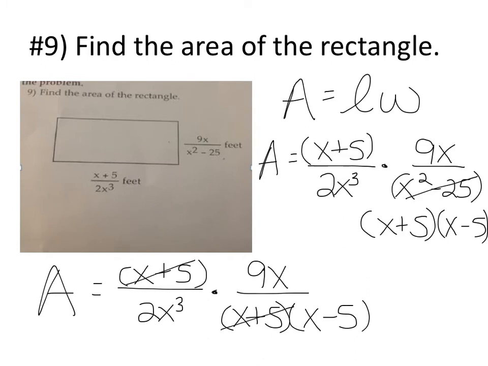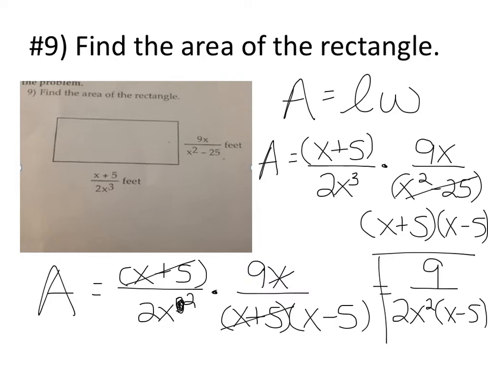The x plus 5s cancel. This x cancels one of these x's, so this changes to squared. And you're left with 9 in the numerator, and in your denominator you're left with 2x squared times (x minus 5). And remember, your answer, I can't fit it over here, but you need to write square feet. Okay? Because you're talking about area. So, or feet squared. Either one is fine.